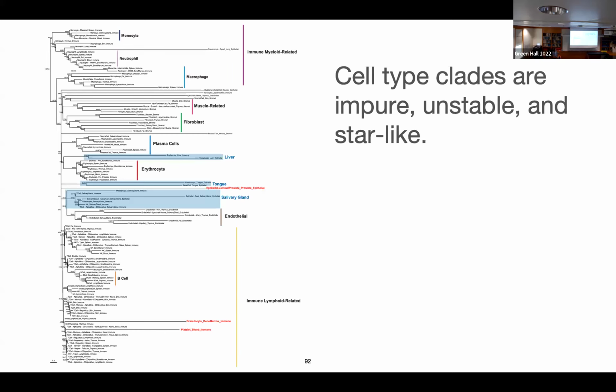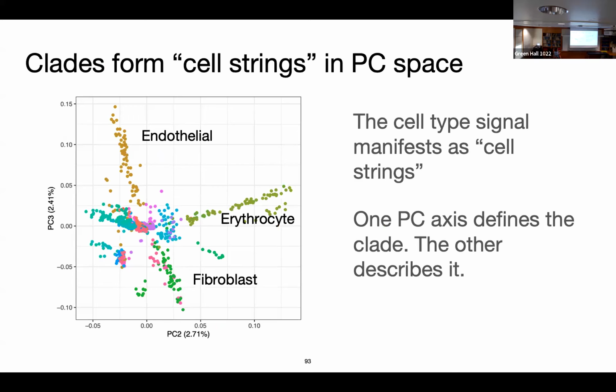So here's my initial cell phylogeny of the data set. It's not a perfect tree. Subtype clades do kind of come out, but they're impure, they're unstable, and they're really star-like. I wanted to figure out exactly what was going on, so I plotted the cells by their principal component scores, and I examined how they looked in PC space. This is a lot of cells plotted by PC score and colored by cell type. And then I saw something kind of interesting.